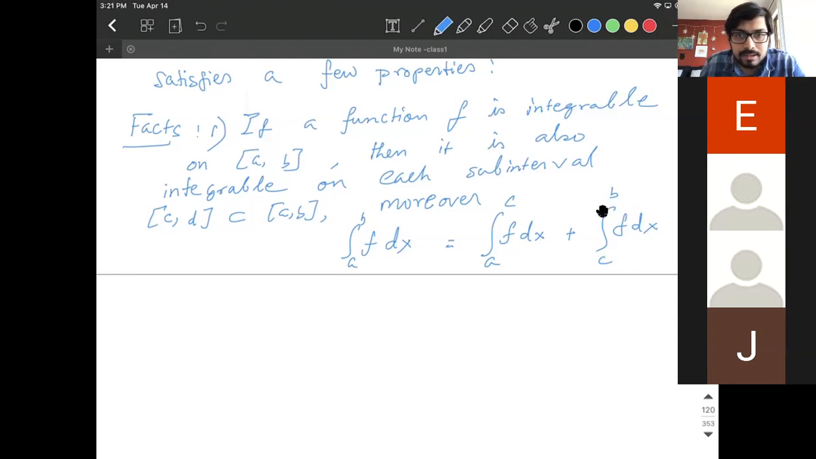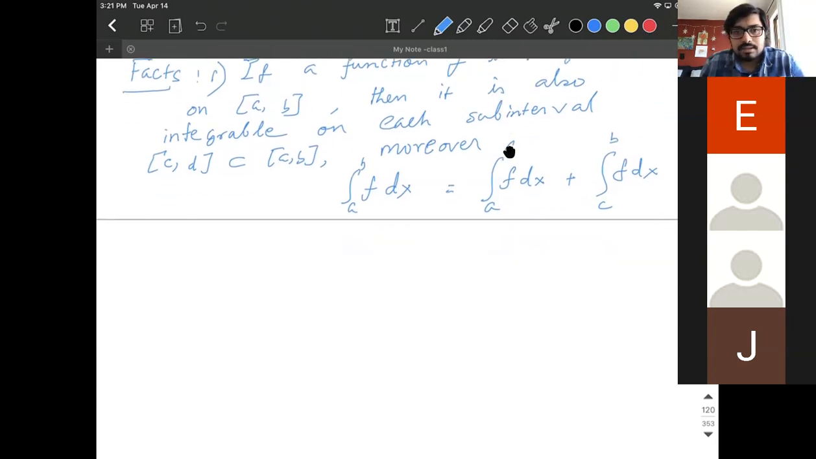Then again, this sort of thing is not hard to show: if f and g are integrable and the value of f is less than or equal to the value of g, then the value of the integral is also less than or equal to.